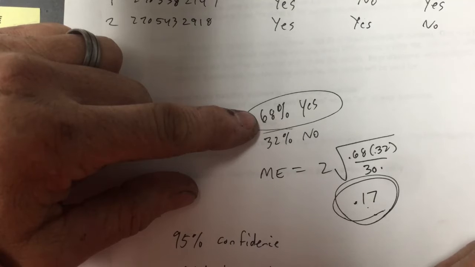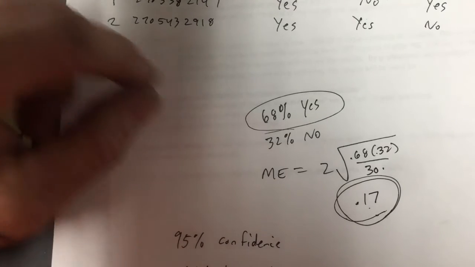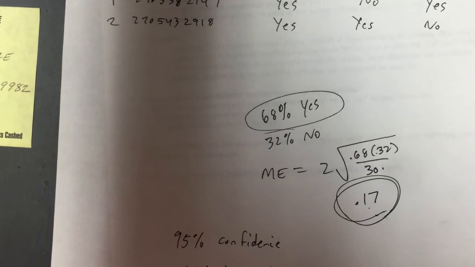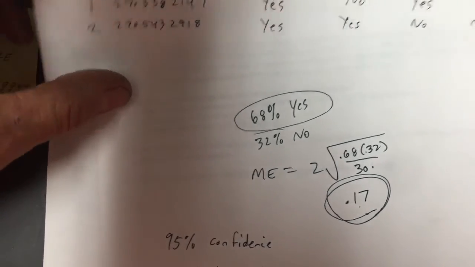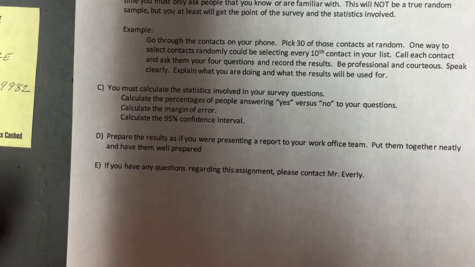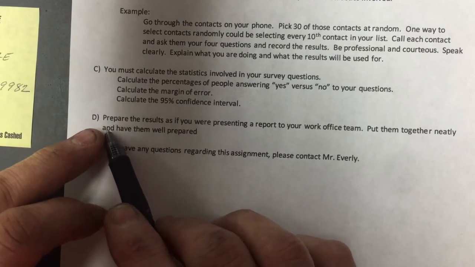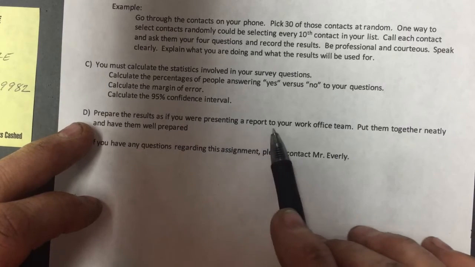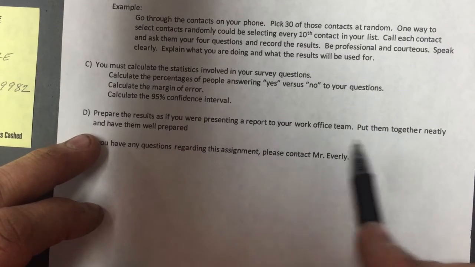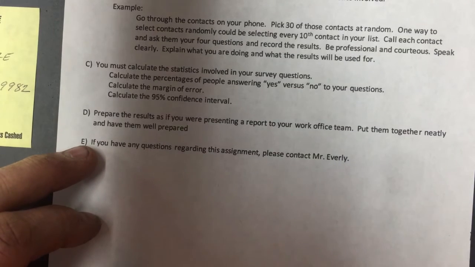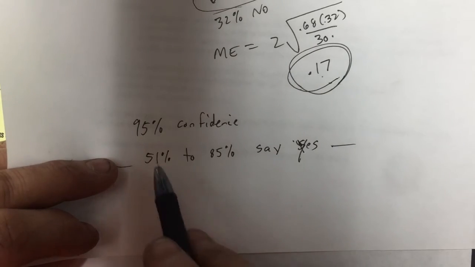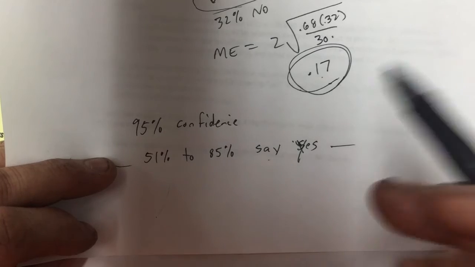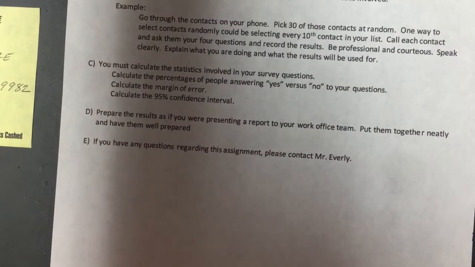Say yes, or whatever your question is. This will be your 95% confidence interval, so you want to display that. You want to try to make this a presentation, like it says here in D: prepare the results as if you were presenting a report to your work office team. Put them together neatly and have them well prepared. So you want to get this 95% confidence interval and prepare it neatly, like you're doing it for a presentation for your work.